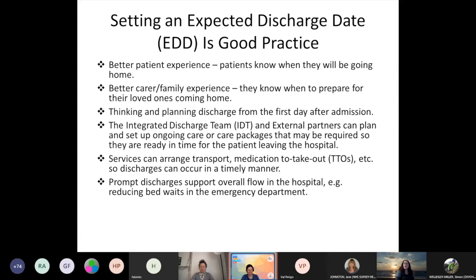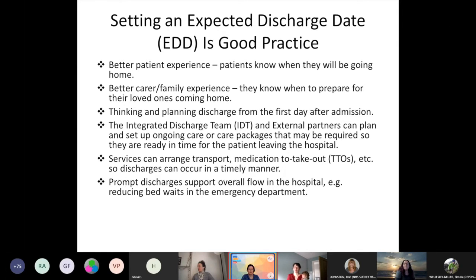So we are looking at setting a date for discharge, and it is good practice. It's good practice because it's better for patient experience. It's much better if the patients know when they will be going home, something to look forward to. It's better for the carers and family. They will know when to prepare for their loved ones coming home. It's better for the clinicians, who are constantly thinking and planning discharge from the very first day after admission, so that there's a discharge mindset, not keeping people in hospital any longer than necessary.